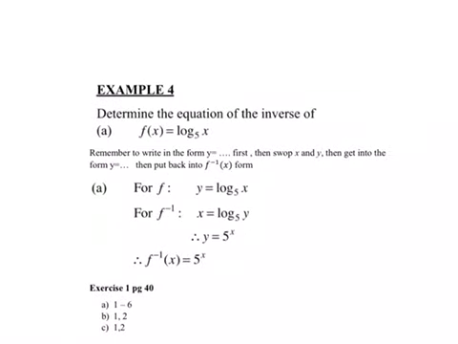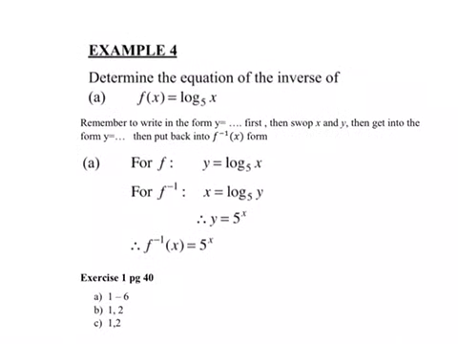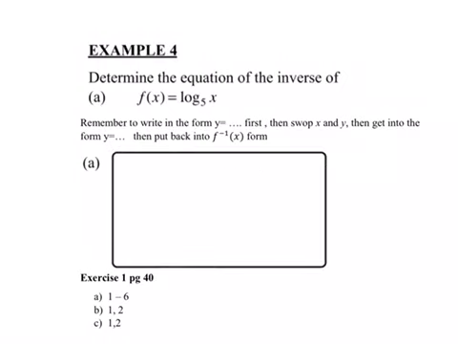Okay, then for example 4, it's just going backwards from the log. So I'm just going to hide that for now. Then we can talk about it. So f of x equals log base 5 of x. So we're going to first write it in the form y equals log base 5 of x. Always put it as y equals. That's now your f graph, your original function.